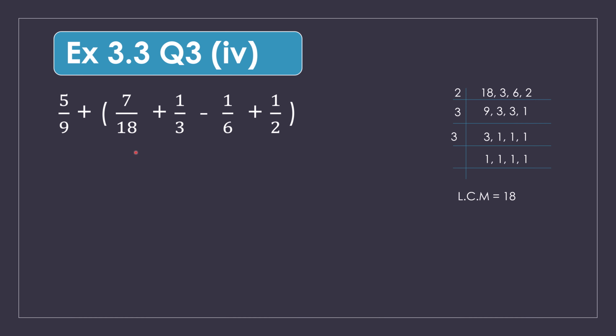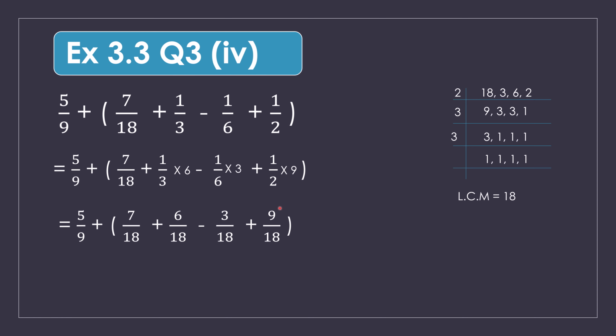Now let's make all the denominators 18. How? This is already 18. And 3 when multiplied by 6 becomes 18. And 6 when multiplied by 3 becomes 18. And 2 when multiplied by 9 becomes 18. Remember, when you multiply the denominator with any number, you have to multiply the numerators also to make the equivalent fractions. Now, the new fractions are 7 by 18 plus 6 by 18 minus 3 by 18 plus 9 by 18. Now, we can easily add or subtract them.